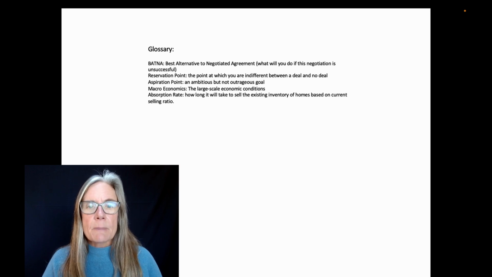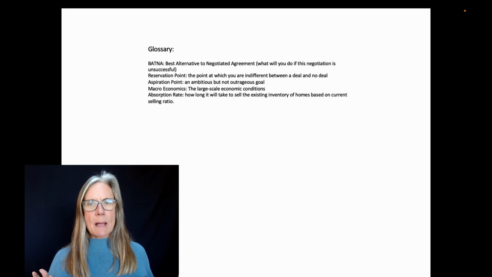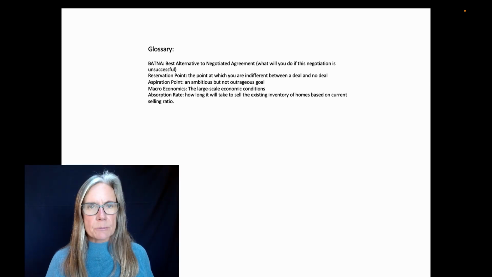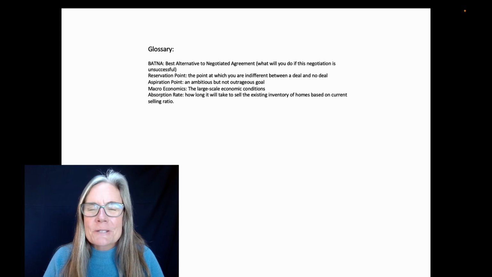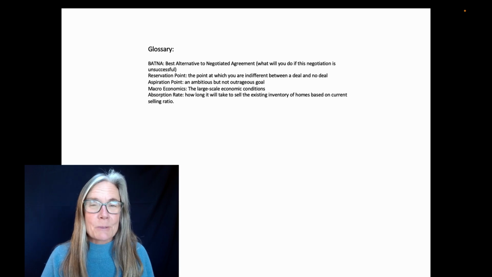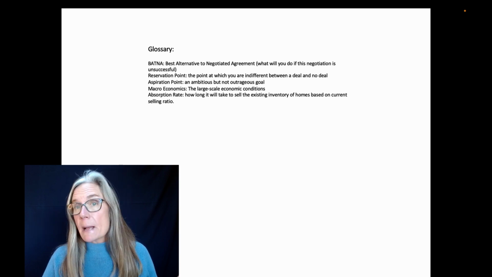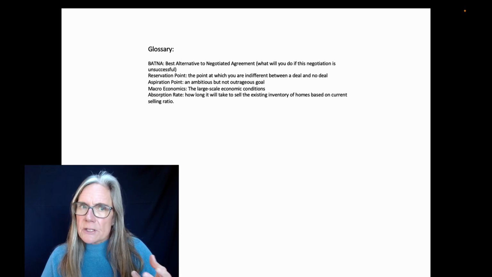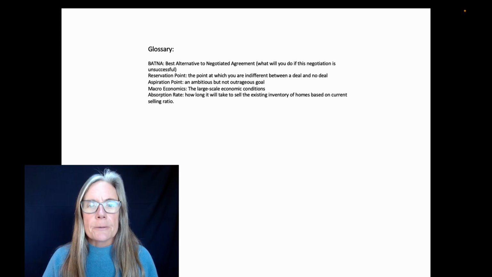The next term is macroeconomics. This is the idea of really big picture economics, what's happening in the world, what's happening in the country and the province. It's the economic news. And yes, you need to be keeping up with economic news as a professional who helps people trade in real estate. Macroeconomics is different than microeconomics, which is the small information, what's going on in their particular neighborhood, in their particular building, or their part of town.